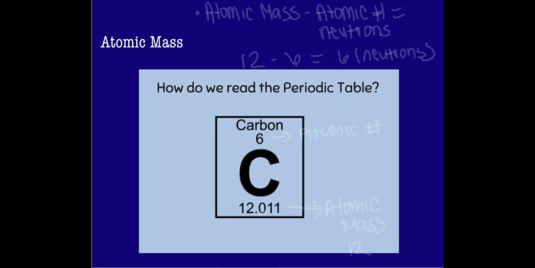Next, we are going to identify the atomic mass. Your atomic mass is the number that is located below your element symbol. This is your atomic mass. All right. So we have identified where our atomic number is located, our element symbol, and our atomic mass.